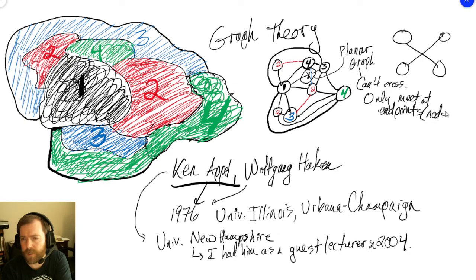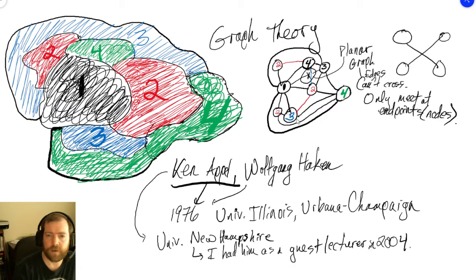And they're only going to meet at their endpoints or nodes. That's edges. So, you can't have any of their edges cross. They can only meet at the endpoints or the nodes, and that is going to be our planar graph. There's also this one, which is going to be non-planar, because of the crossing at the center.